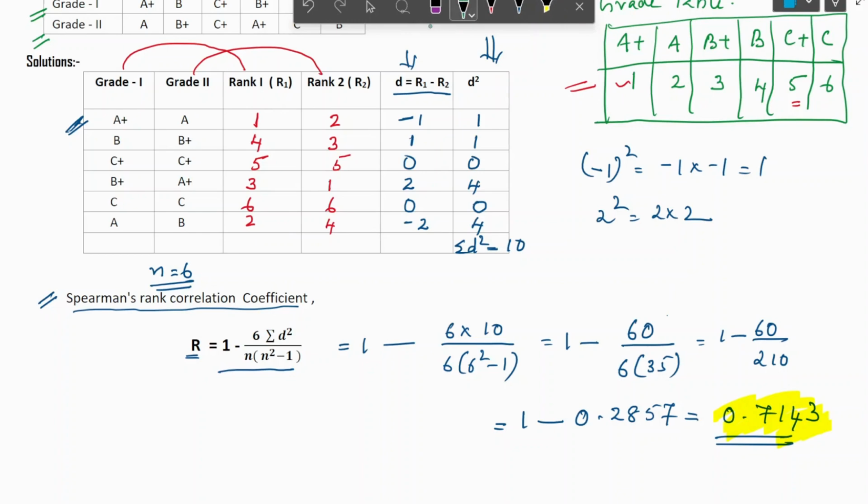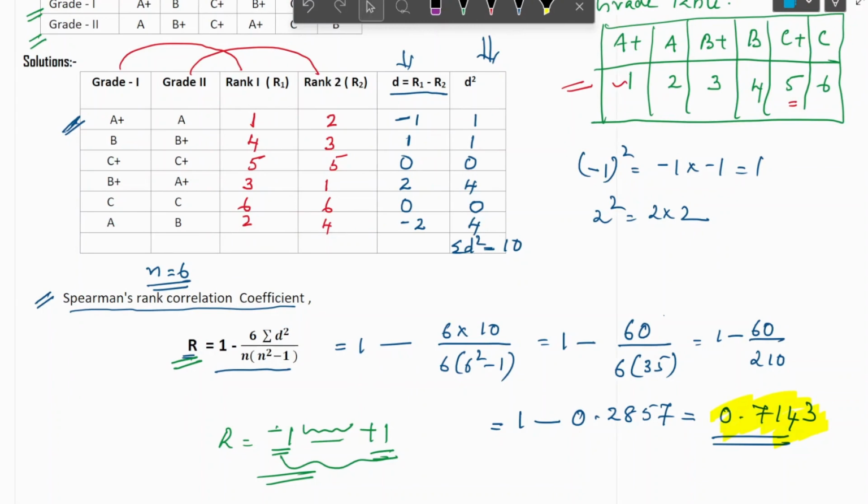0.7143. Always your R lies in between minus 1 and plus 1. In between these values you are going to get it. That means it is in perfect negative correlation or perfect positive correlation. Otherwise, it is nearby these values. That means 0.7, 0.8, 0.9, minus 0.7, minus 0.8. It never comes more than 1 or never comes below minus 1. Therefore, these are the values for the Spearman rank correlation coefficient, that is capital R, and it is denoted by capital R. Okay. Now, one more question we will consider, that is example number 3.